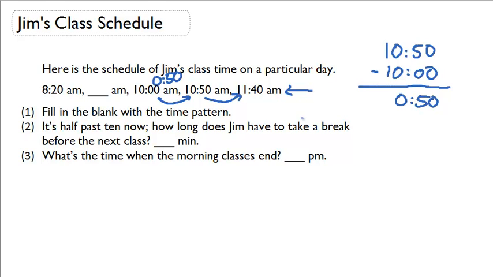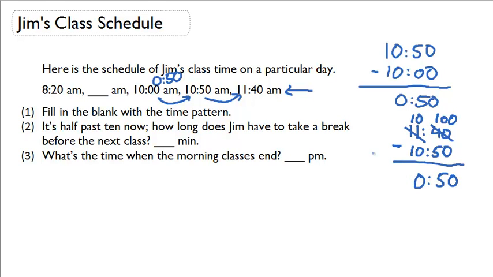was the difference. What about from 10:50 to 11:40? Well, let's try it again. I made a mistake. It should be 11:40 up here and 10:50 down here, right? And when I subtract, I can't subtract 50 from 40, so I need to borrow an hour and add 60 minutes to my minutes. And 100 minus 50 is 50. And 10 minus 10 is 0. Ooh, 50 minutes again. So it's beginning to look like our pattern is really 50 minutes.